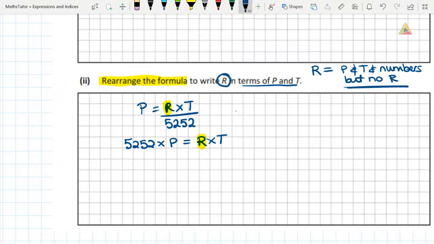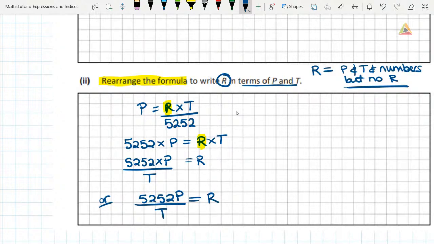And at the moment, I have r multiplied by T. So we're always trying to undo the sum that we have in front of us to get that on its own. So how we would do that is by dividing by T. So 5252 multiplied by P divided by T is going to give me r. You don't have to have the multiply sign there on the top line because we know when a number is touching a letter, it means multiply. So I could write that as 5252P divided by T is equal to r. But either of those lines are the correct answer.